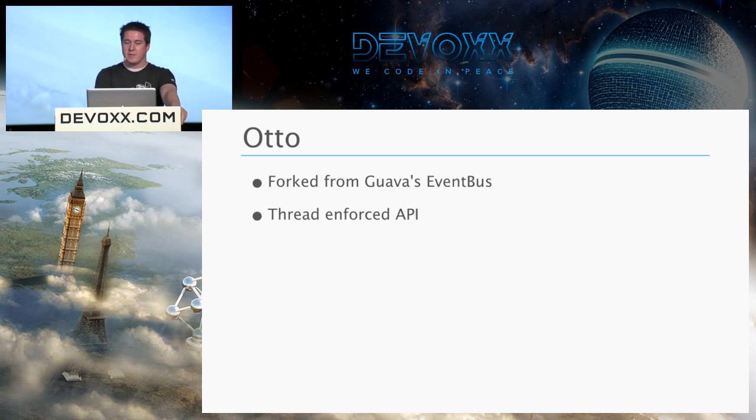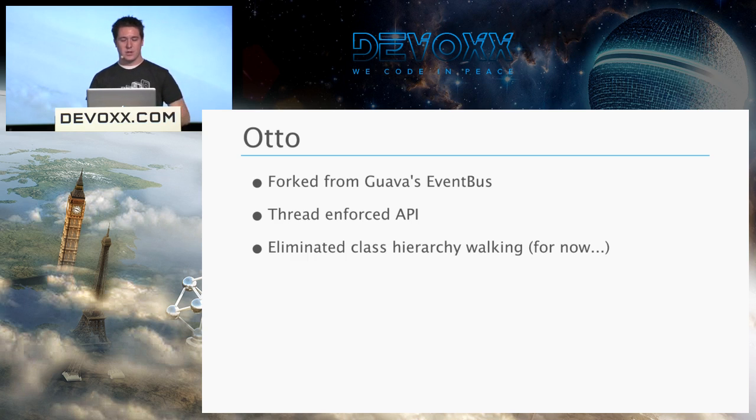We also added thread enforcement to the API. By default, it enforces that all interactions with the API occur on the main thread. And this is so that you get thread safety by default. You don't want to have something operating on a background thread, sending posts to something listening in an activity, and you then try and make a change on the view. And obviously, you can't do that from a background thread. You can turn this off if you really know what you're doing, but by default, we thread confine it to the main thread.